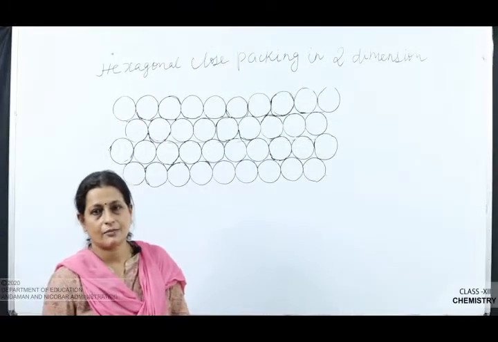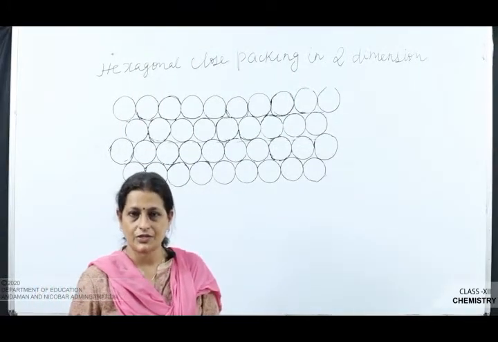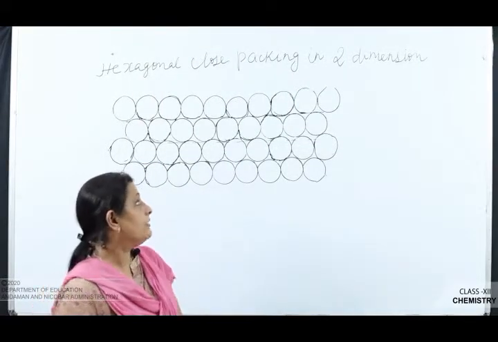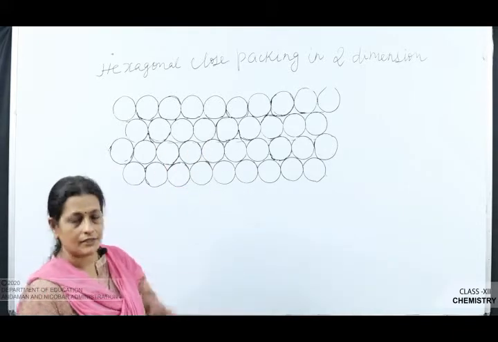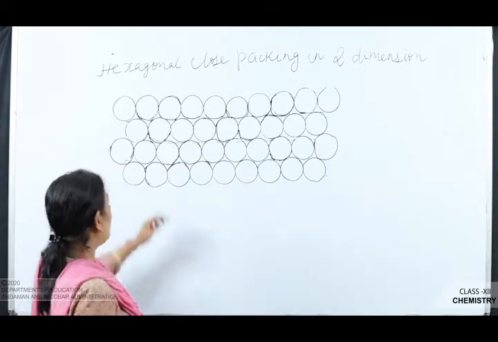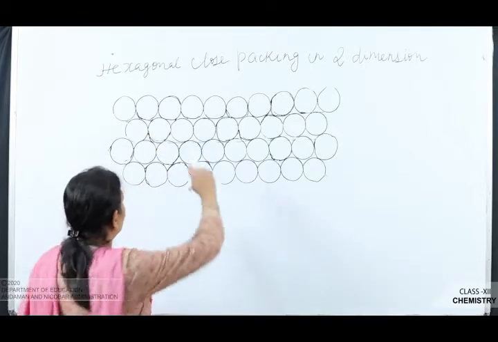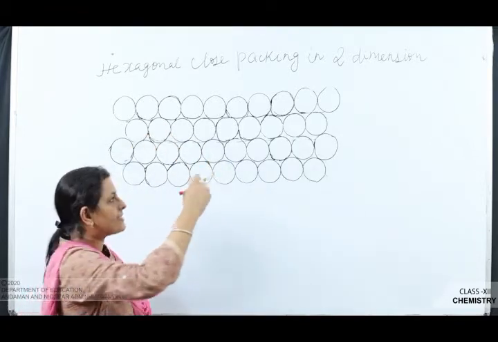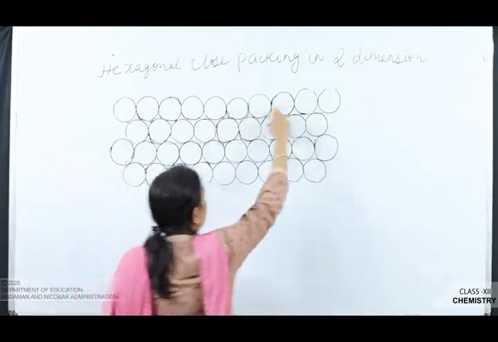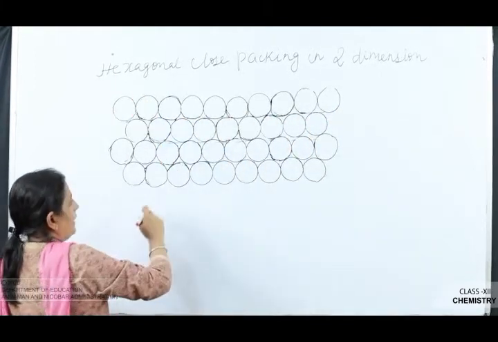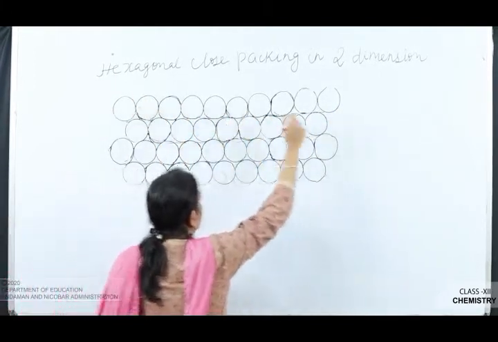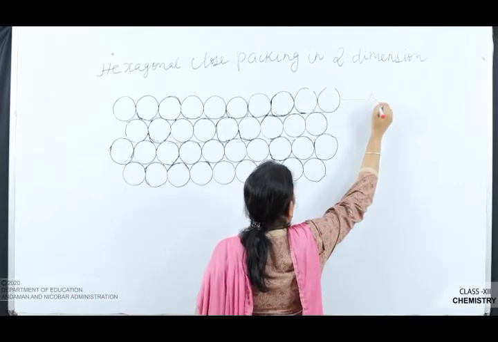Last class we discussed square close packing in 2 dimension, and today we will discuss hexagonal close packing in 2 dimension. So, I have made the picture here. 2 dimension means you have both the x axis and the y axis. This represents the x axis and this represents the y axis. The first layer I have arranged, I am just going to call it A.